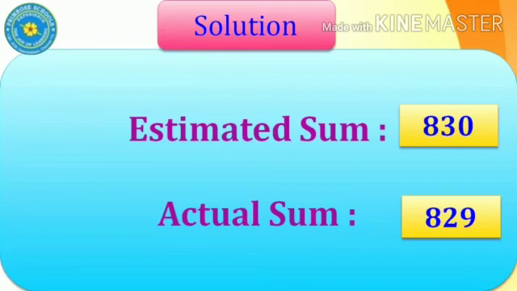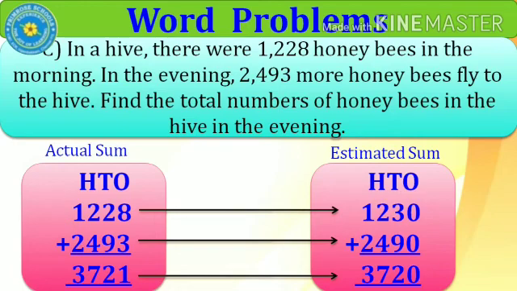Now we are going to see one more word problem, 4C. In a hive, there were 1,228 honeybees in the morning. In the evening, 2,493 more honeybees fly to the hive. Find the total number of honeybees in the hive in the evening. So first, let us find the actual sum. 1,228 plus 2,493. The answer would be 3,721. Do it in your notebook and check, children.